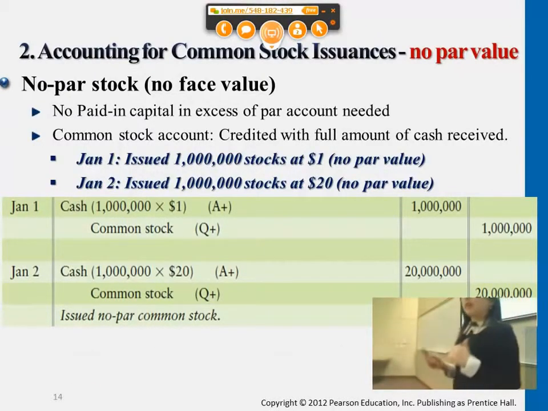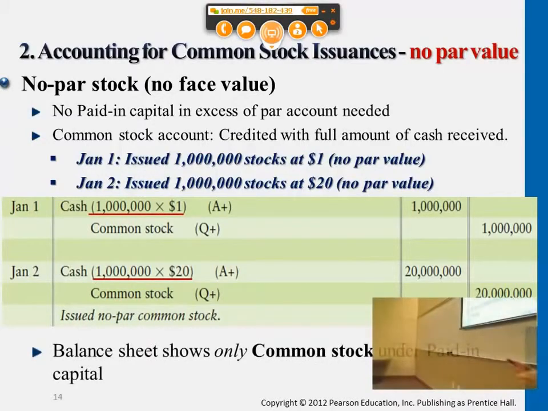Okay, so we talked about par value stock and no par value stock. For no par value stock, under the balance sheet, you would only see common stock under the paid-in capital account. Again, you won't see those premium accounts. Okay, so just a reminder. You would see common stock or preferred stock, but no excess amount T accounts listed.